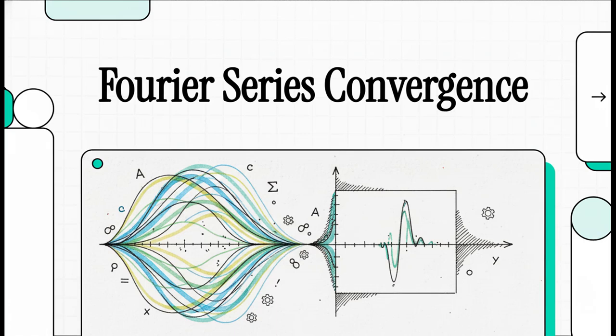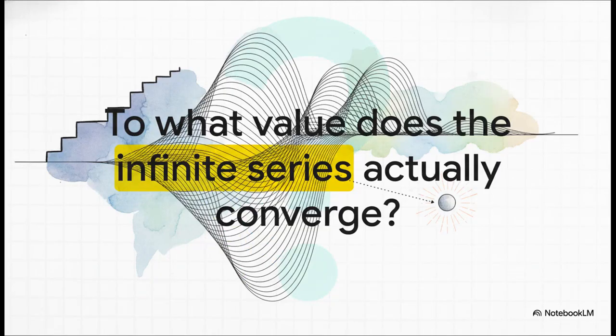Hey, welcome back. So we've figured out how to build a Fourier series, right? We can take an infinite pile of sines and cosines and stitch them together to make a function. But that leaves a huge question just hanging in the air. When you add up an infinite number of waves, where does the series actually land? What number does it settle on? Especially when the original function has breaks or jumps in it. That's the puzzle we're going to solve today.